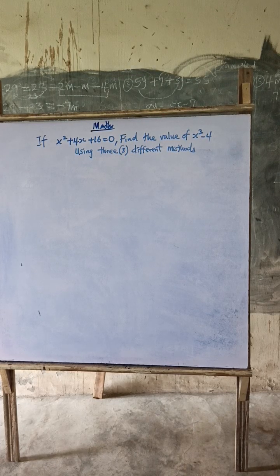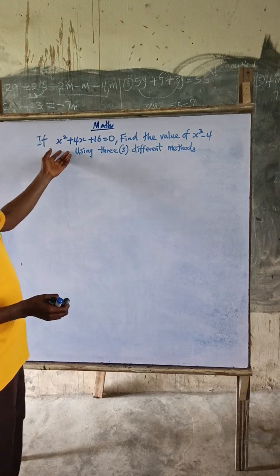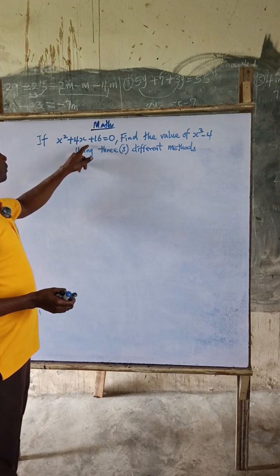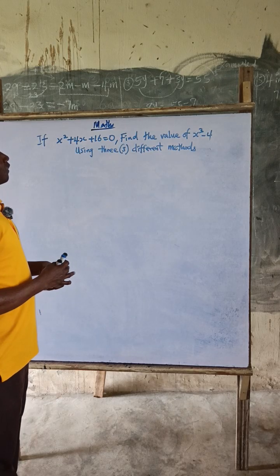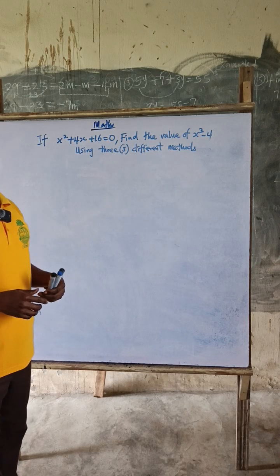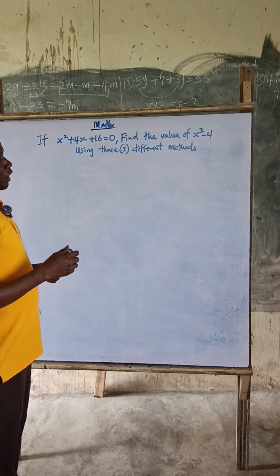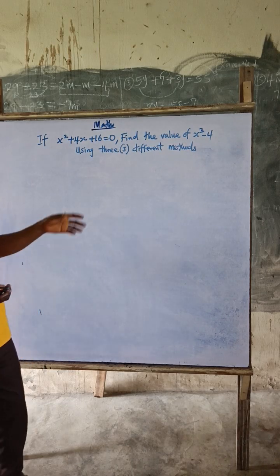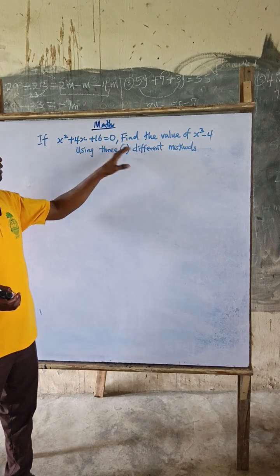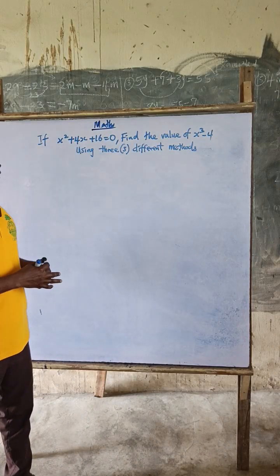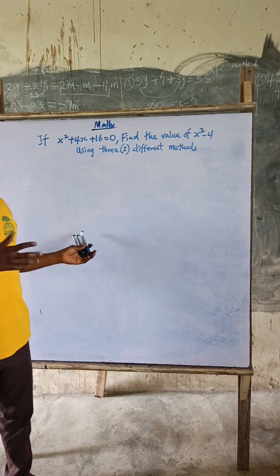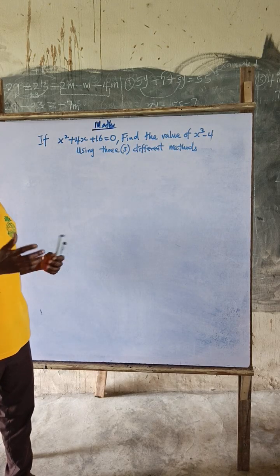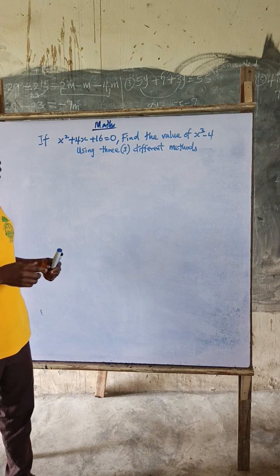So the question we are given is: if x squared plus 4x plus 16 equals 0, find the value of x cubed minus 4 using three different methods. From the post I made yesterday night, I promised that I will make the video on this. I've already solved the question using three different methods, and I want to explain how to go about the methods used in my post.